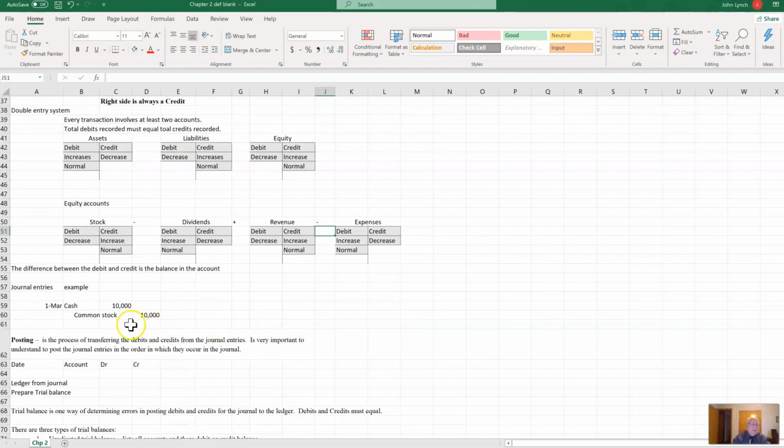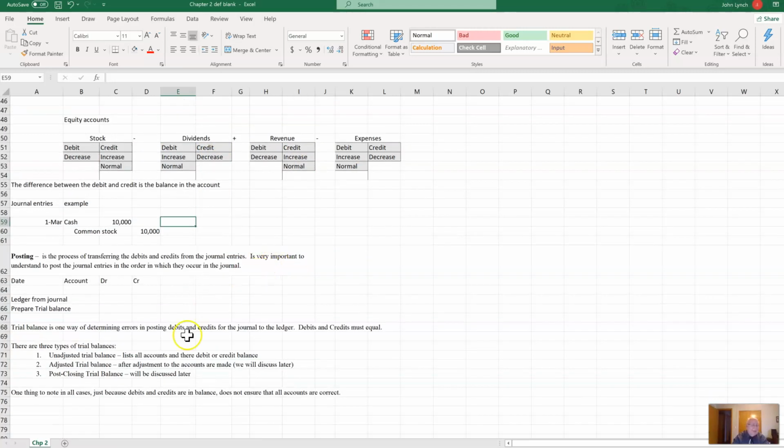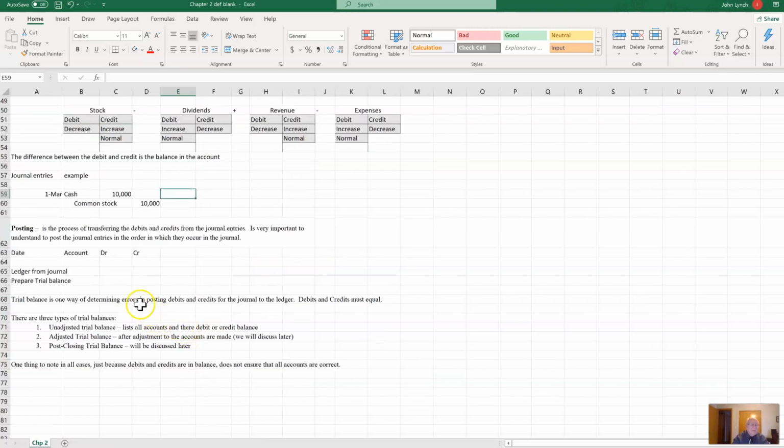Okay, and here's your journal entries. Debits always go first and then your credit. And these two columns have to equal each other. Okay, so if you have a 10,000 on the debit side, you have to have 10,000 on the credit side. Okay, and keep in mind, you want to make sure, how does this affect the account? Does it increase or decrease the accounts? So, and then these are the types of things, and from these we'll post them into the ledger accounts, which we'll do in the next video.